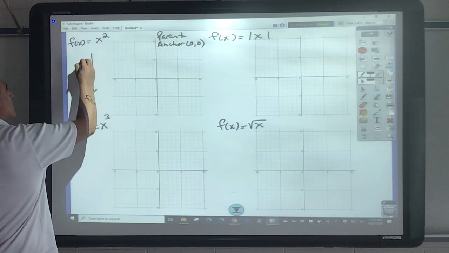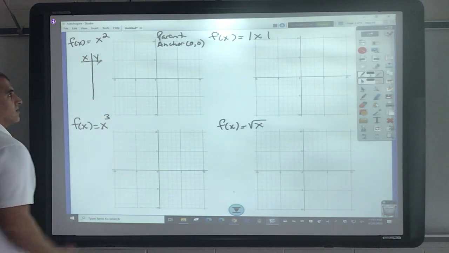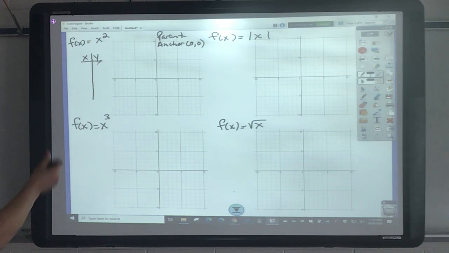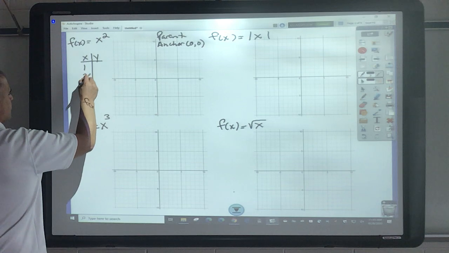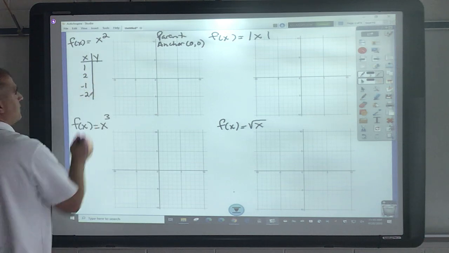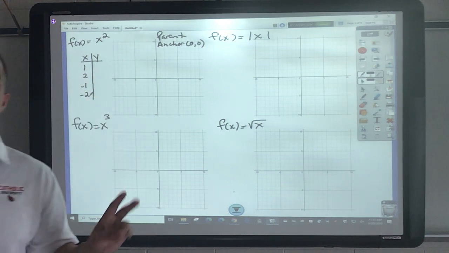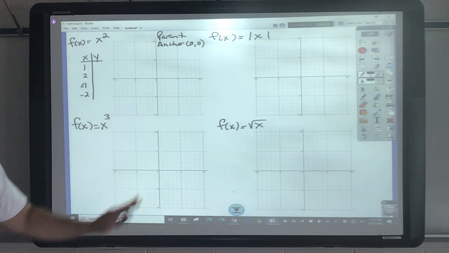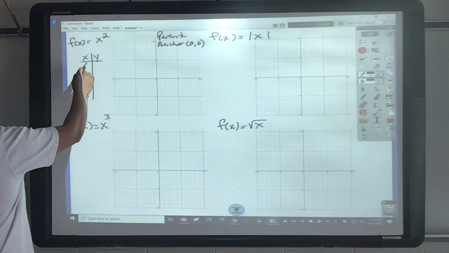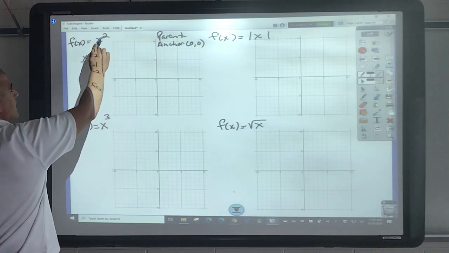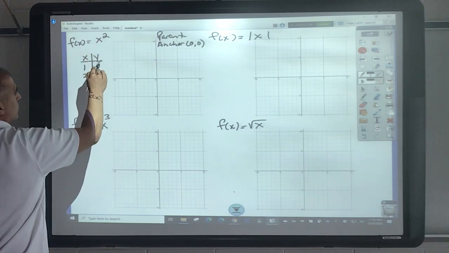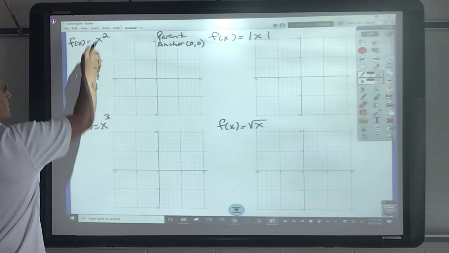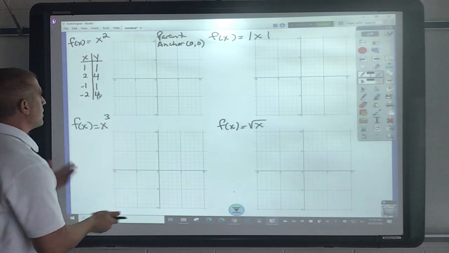But one thing we want to look at is how to make the table. With a parent graph, you're going to make a table for each function. Your table is going to have one number to the left of the anchor, two numbers to the left, and two numbers to the right of the anchor point. We're always going to start with these, with a couple of exceptions we'll get into. You take each number and put it in for x. So 1 squared would be 1, 2 squared would be 4, negative 1 squared would be 1, negative 2 squared would be 4.